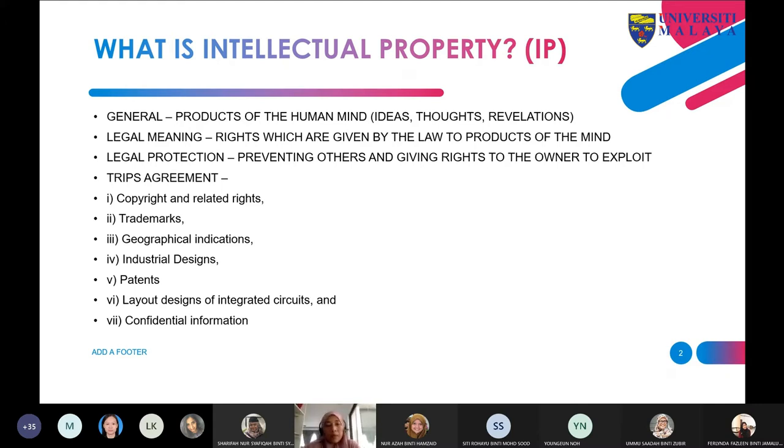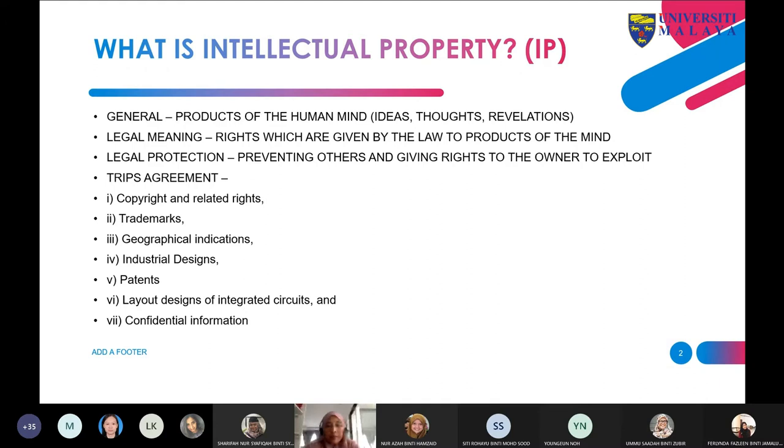So this agreement basically gives some guidance as to what are the kinds of IP that should be recognized. So you've got seven there, the common seven IP rights. And as you can see there, it includes copyright, trademarks, geographical indications, industrial designs, patents, layout designs of integrated circuits, and confidential information.